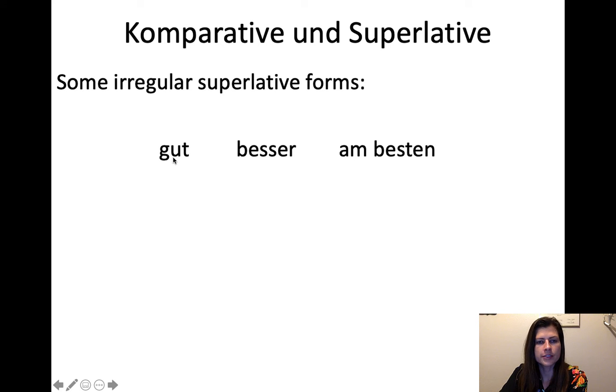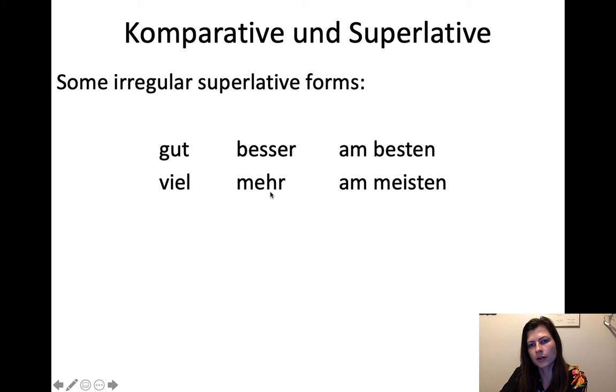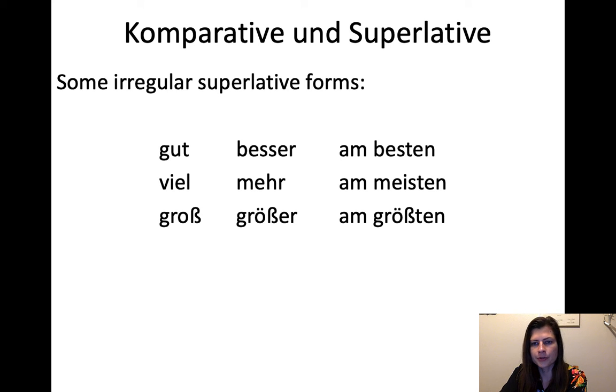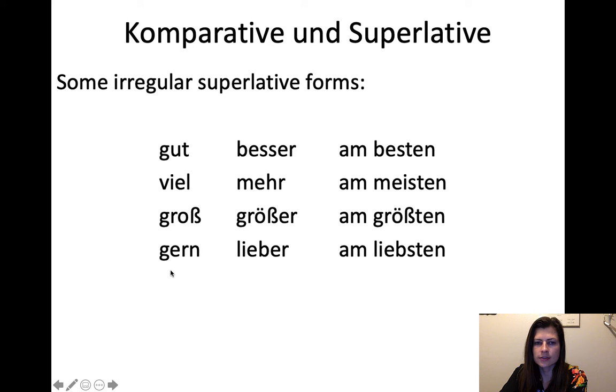We can list out the regular adjective plus the comparative plus the superlative form. So gut, besser, am besten, good, better, the best. Viel, mehr, am meisten, which is a lot, more, and the most. So a large amount, a larger amount, more, and the most, the largest amount. Groß, größer, am größten, large, larger, the largest, or in some contexts, great, greater, the greatest. Gern, lieber, am liebsten, so I like to do it, I prefer to do it, and I prefer it out of everything. It's my favorite.